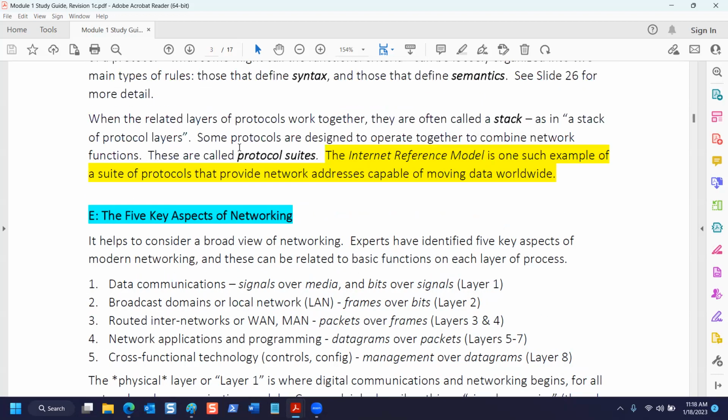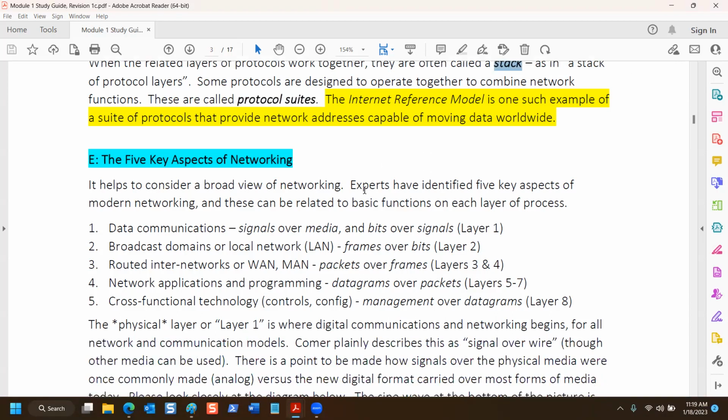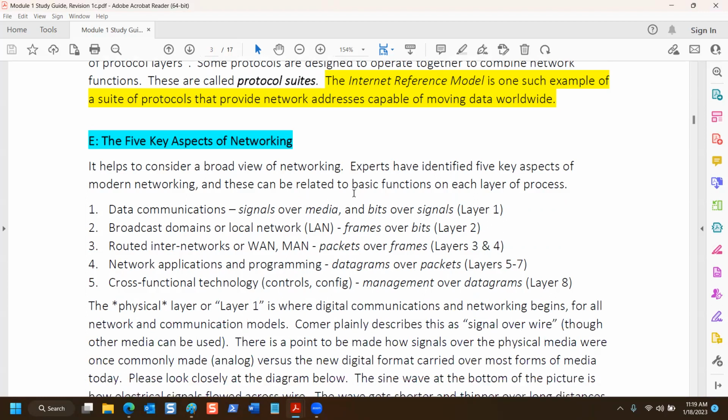And by the way, I think we mentioned the word stack. So if you have these layers and you have separate protocols for each of the requirements at those different levels, the collection of protocols is called a protocol suite, or it's often referred to as a stack. So when we talk about the network stack, we're talking about all the different layers and the related protocols.